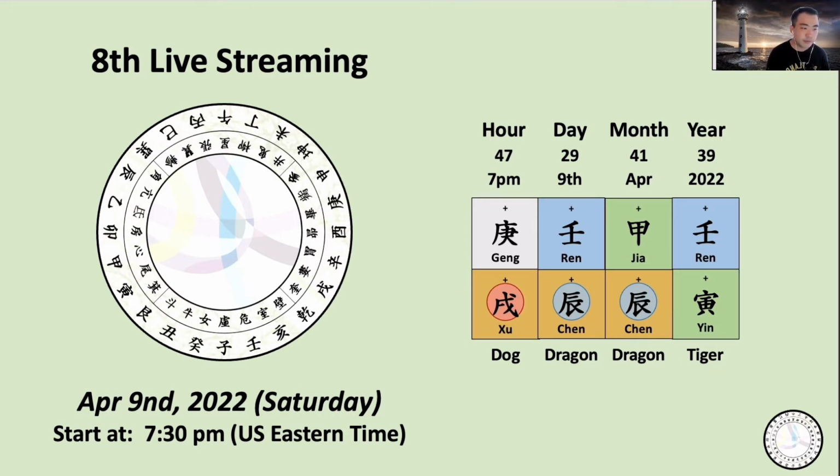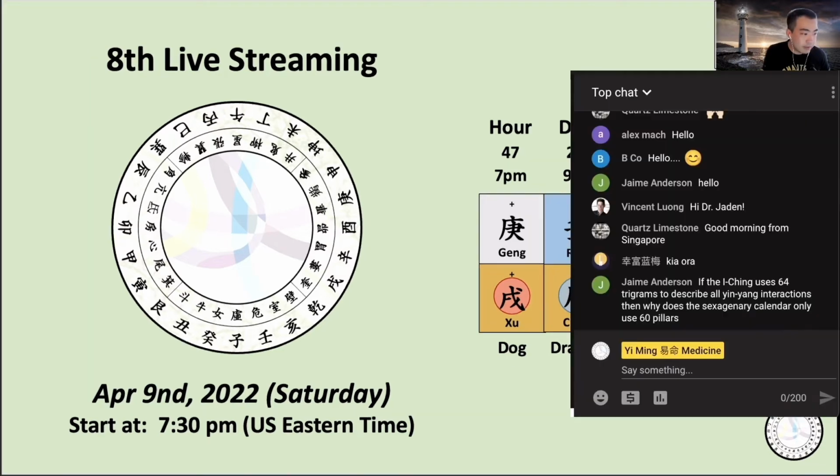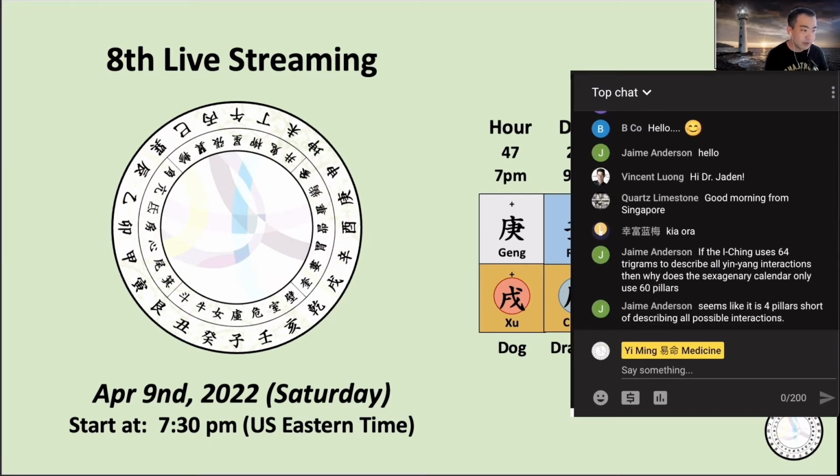Any question for the beginning? If the I Ching uses 64 trigrams, I think it's hexagrams, to describe all yin-yang interactions, then why does the calendar only use 60 pillars? Seems like it is 4 pillars short of describing all possible interaction.